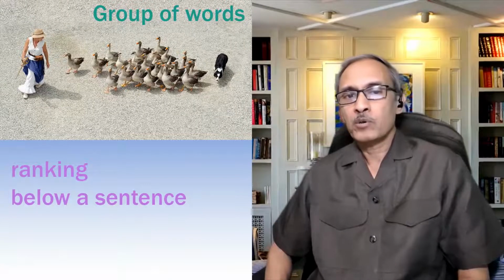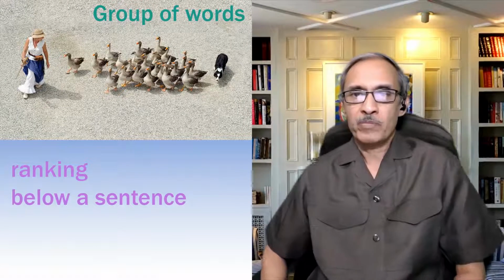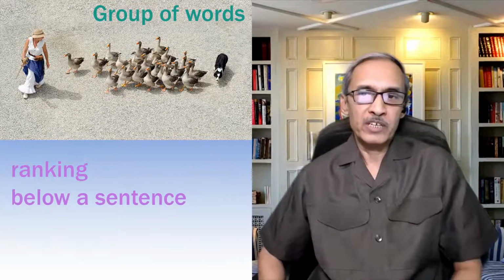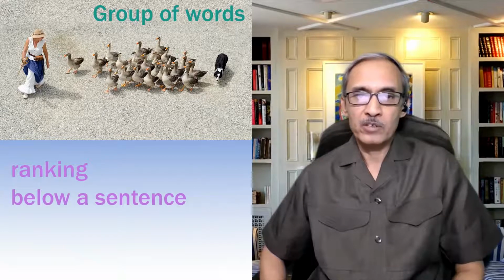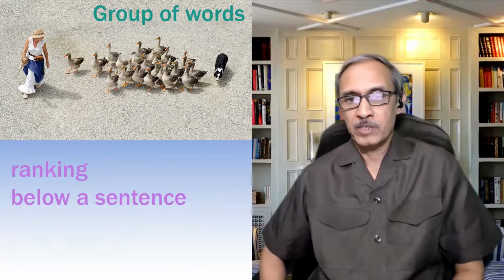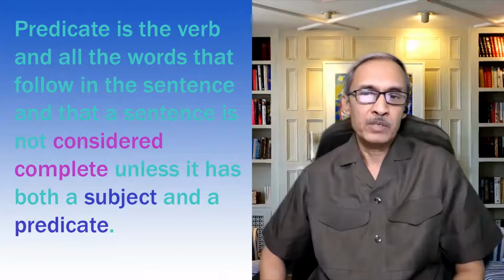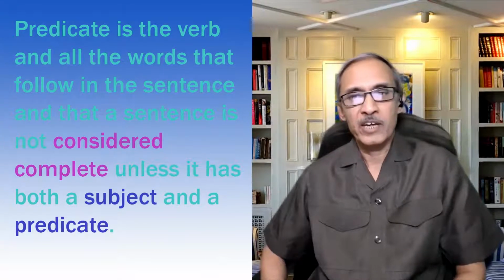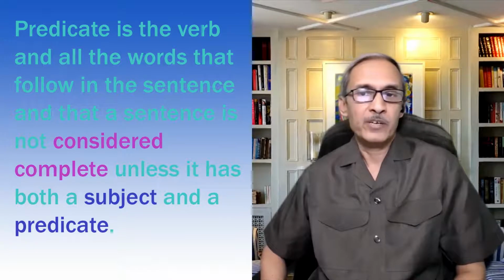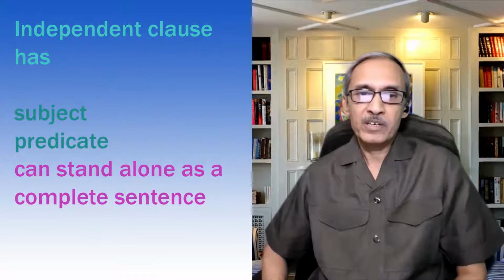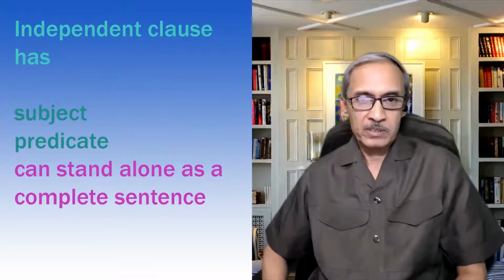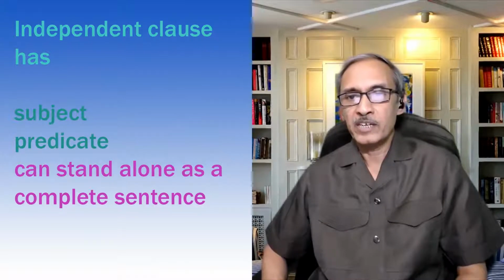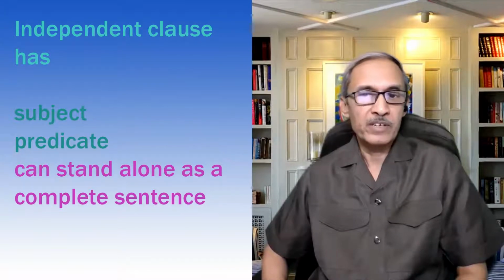Clauses. Clauses can also cause errors in sentence structure. A clause is a unit or group of words ranking below a sentence but still consisting of a subject and predicate. Remember that a predicate is the verb and all the words that follow in the sentence but not the subject, and that a sentence is not considered complete unless it has both a subject and predicate. An independent clause is a clause that has a subject and predicate and can stand alone as a complete sentence.